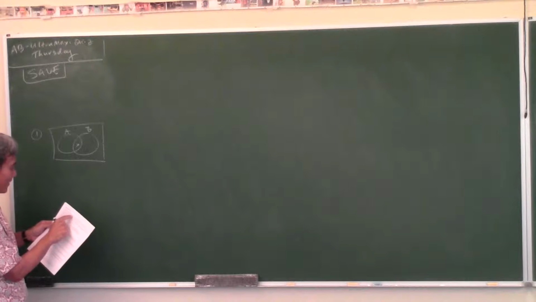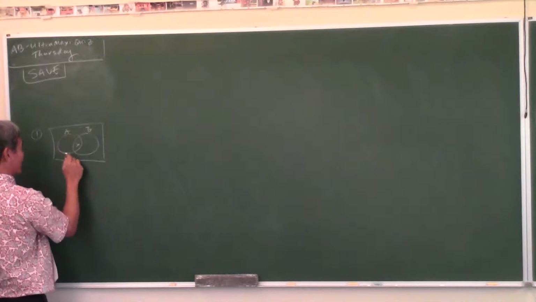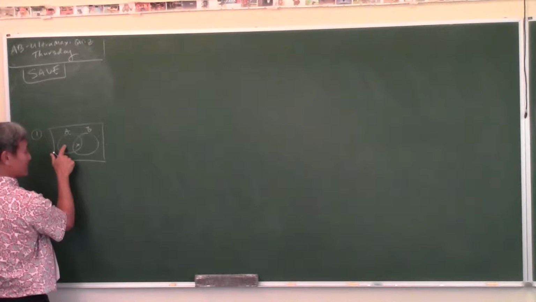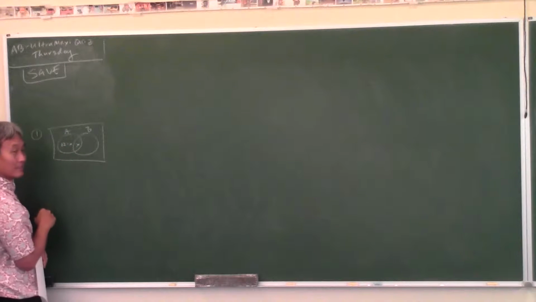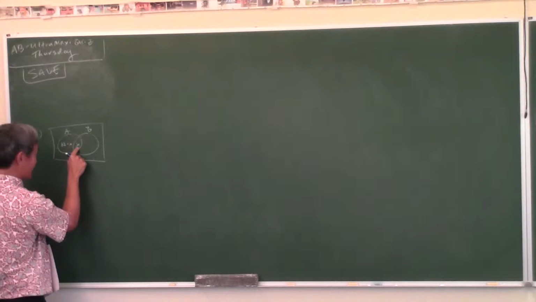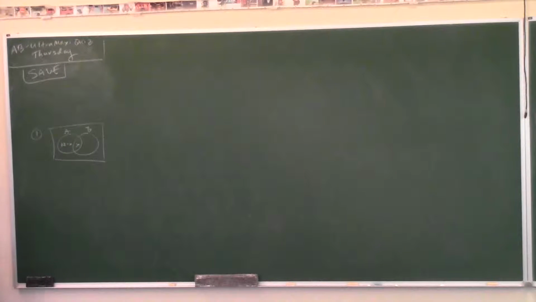Now it says the number of elements in A is 12. So everything in here has to add up to 12. So if that's X, what do I label this? 12 plus X. No, 12 minus X. Because this plus this has to add up to 12. And negative X plus X cancels out, and that's how you get 12, right?